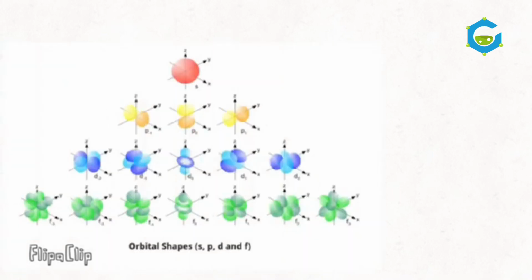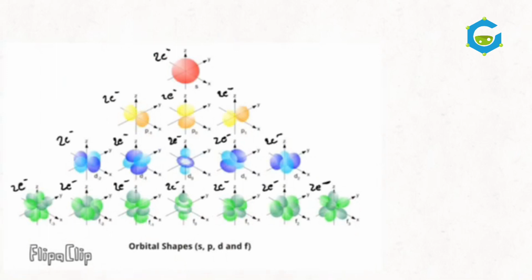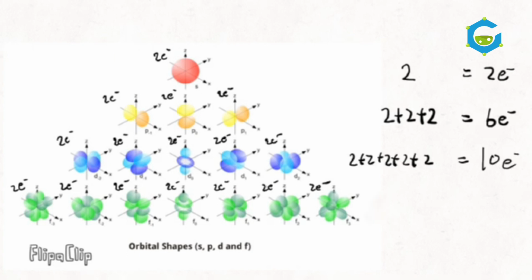Here are the shapes of different orbitals. Each orbital can hold 2 electrons. For s, it has only one orbital which can hold 2 electrons. For p, there are 3 kinds of p orbitals which can hold 6 electrons in total. For d, there are 5 orbitals and they can hold 10 electrons in total. For f, there are 7 f orbitals which can carry 14 electrons.